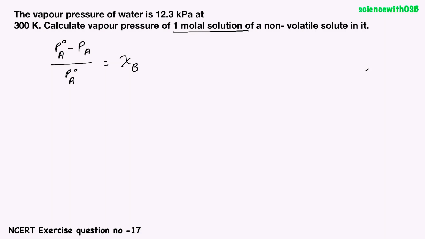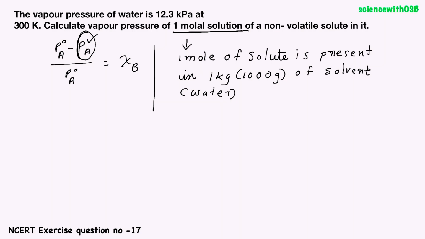Our aim is to find the vapor pressure of the solution, that is PA, that you keep in mind, okay? Now before doing the substitution step, you must understand the meaning of 1 molal solution. The meaning is 1 mole of solute is present in 1 kilogram, that is 1000 gram of solvent. Here the solvent is water. If it is 2 molal solution, the meaning is 2 mole of solute is present in 1000 gram of water or solvent. Anyhow, here it is 1 molal solution.